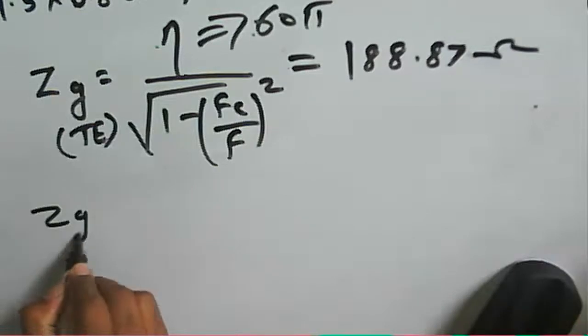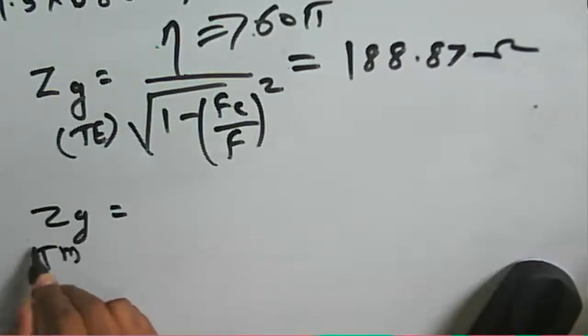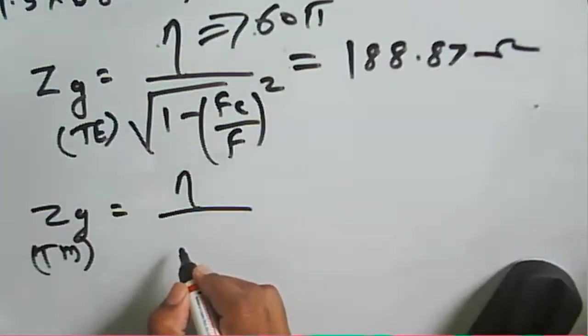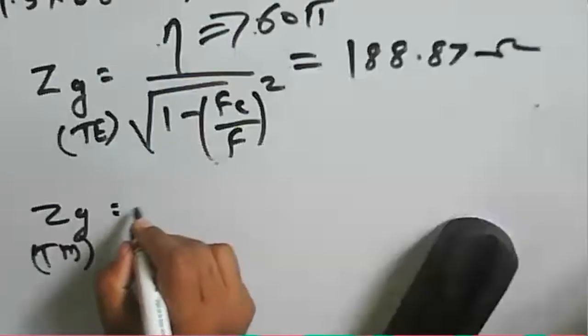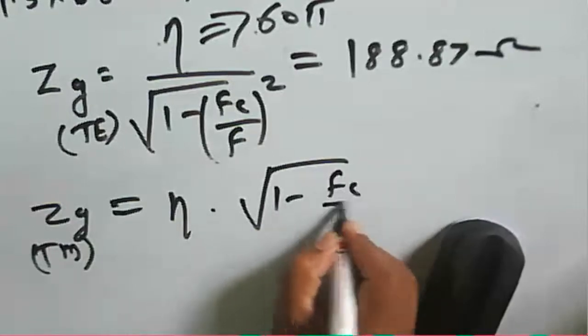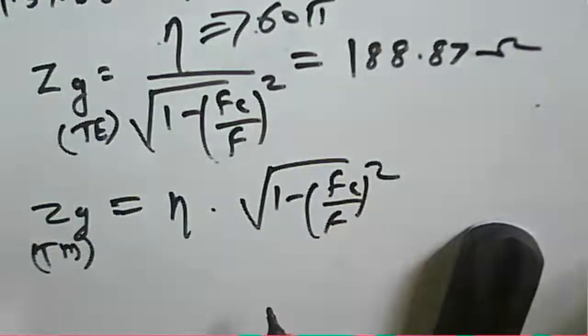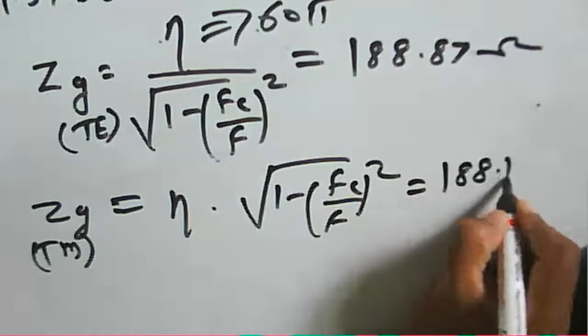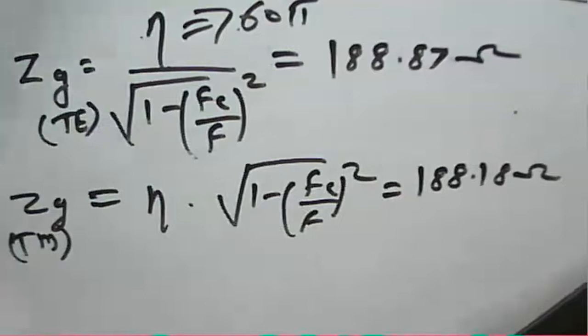And the Zg for the TM mode will be eta into under root of 1 minus fc by f whole square. So that is the Zg we are getting, 188.184. This is about the wave impedance.